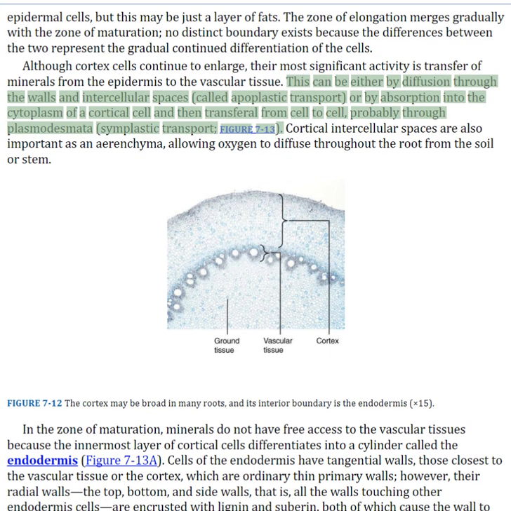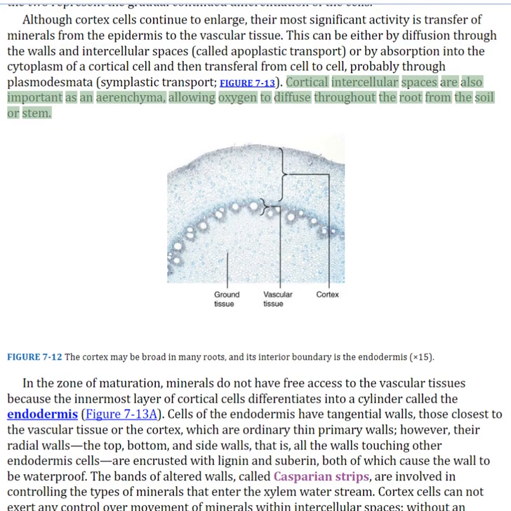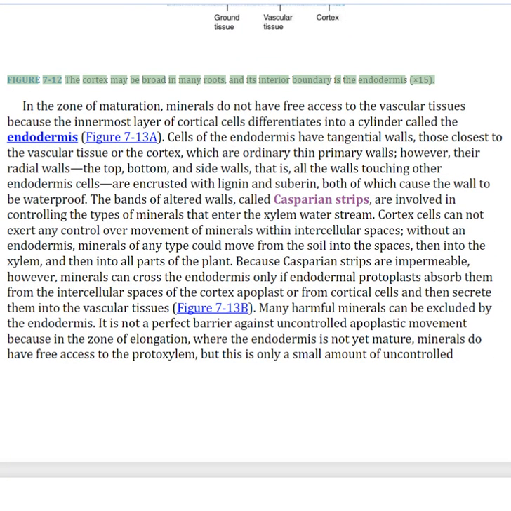This can be either by diffusion through the walls and intercellular spaces or by absorption into the cytoplasm of a cortical cell and then transferal from cell to cell, probably through plasmodesmata. Cortical intercellular spaces are also important as an aerenchyma, allowing oxygen to diffuse throughout the root from the soil or stem. Figure 7.12. The cortex may be broad in many roots, and its interior boundary is the endodermis.